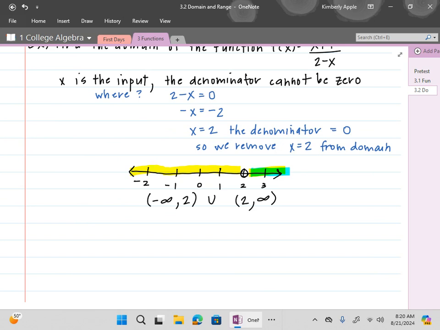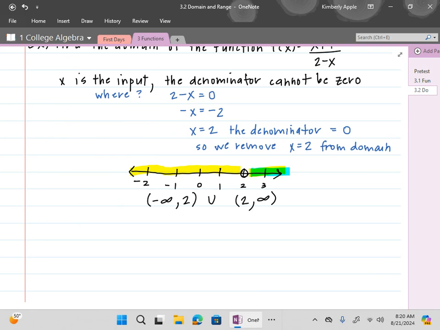Once you understand this convention, you should be able to jump directly from this right here. Once you figure out this excluded value, you would just know that we would take the interval from negative infinity to infinity, and this part is me cutting out the 2. So we'll see several of these.